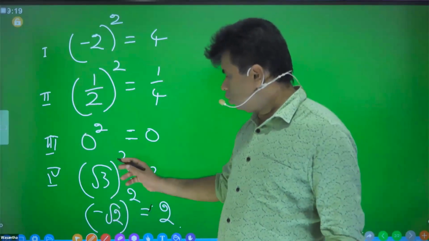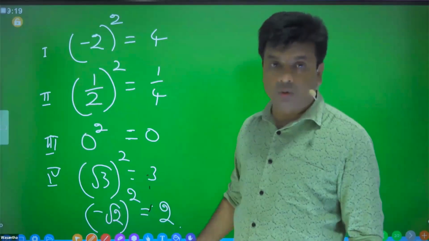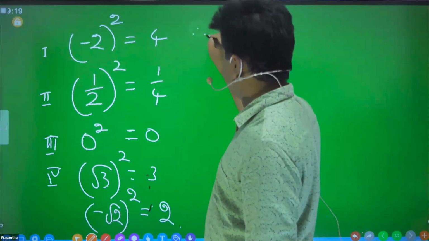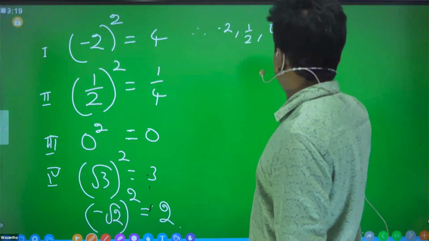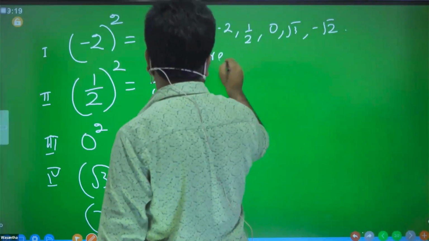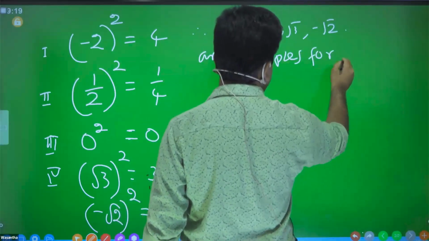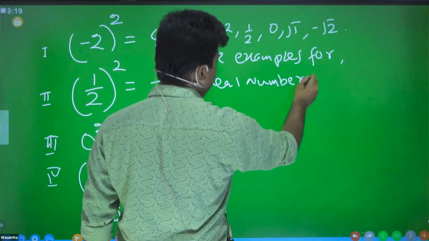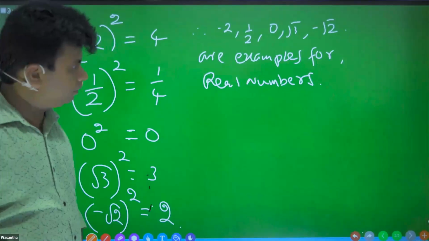When you go to root 3 squared, it is 3, right? Then minus root 2 squared is just plus 2. So therefore, you can see that minus 2, half, 0, root 3, and minus root 2 are examples for real numbers. That's a simple idea.